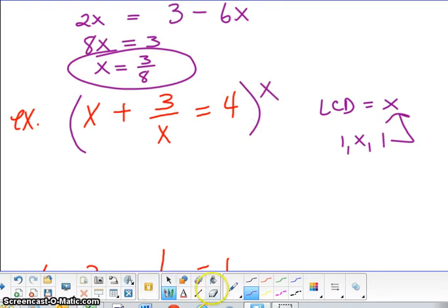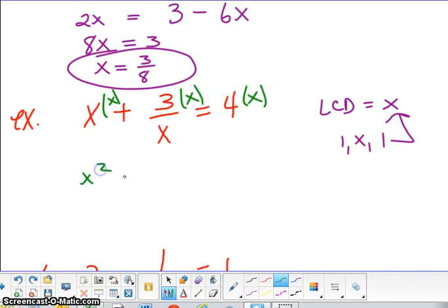Now this is another way that you may want to choose to write it. If I have to multiply everything by x, then I can actually show here that I'm multiplying everything by x. First one would be x squared. The second one, the x's cancel, giving you just 3. And then you have 4x.